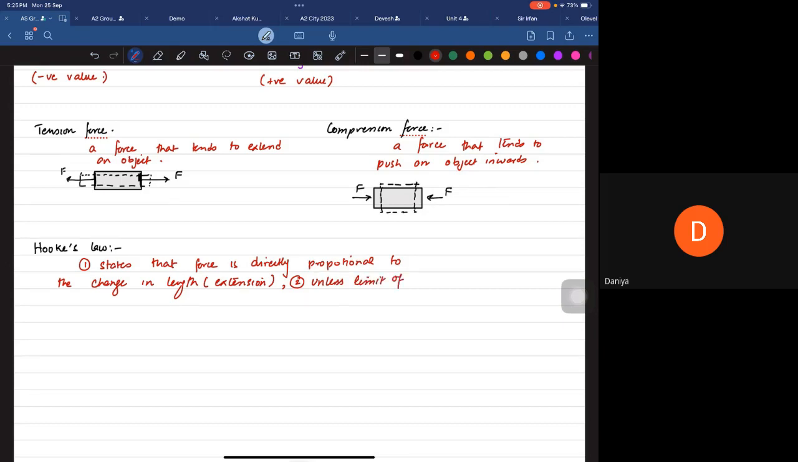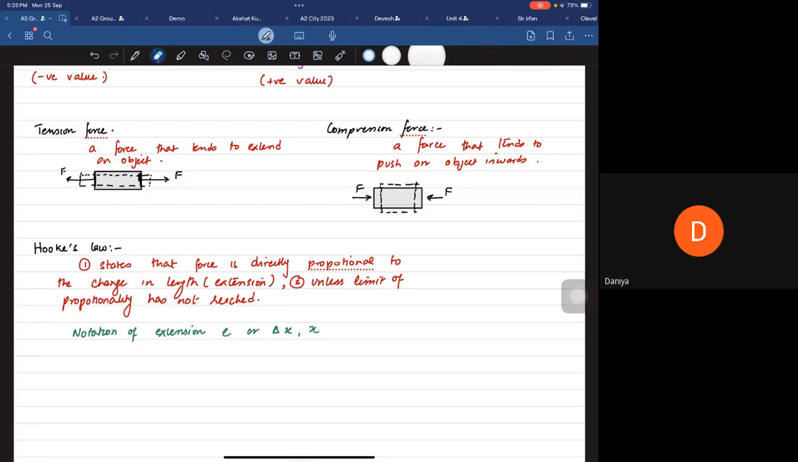unless the limit of proportionality has not been reached. So remember that the notation of extension, I'm going to explain what it means by the way, is e or delta x. Sometimes they also write x, it's all right. So whatever they give you, don't worry about that. It's just the same thing. Okay?